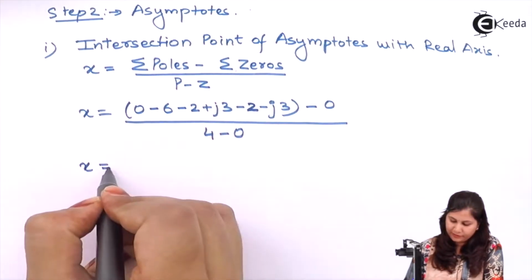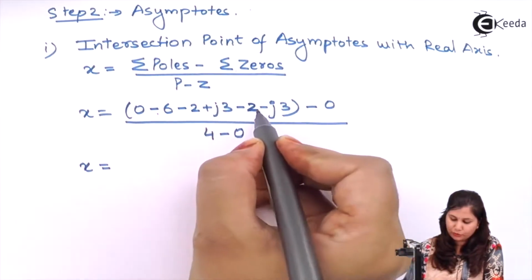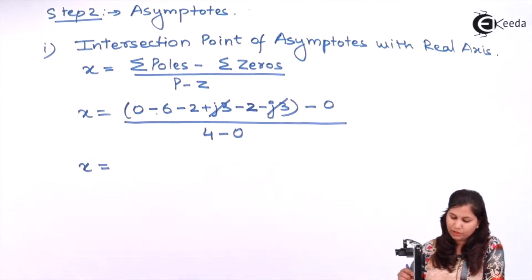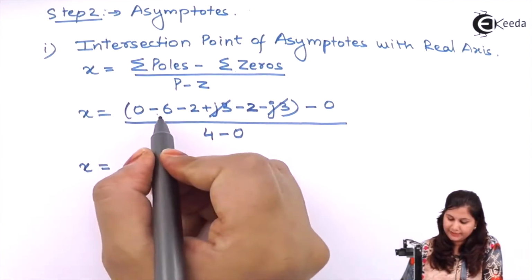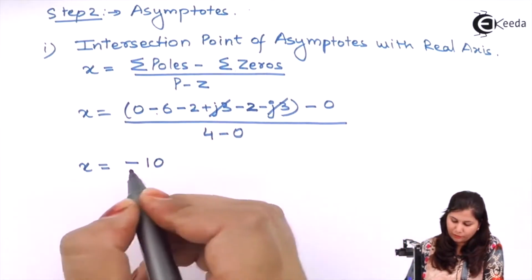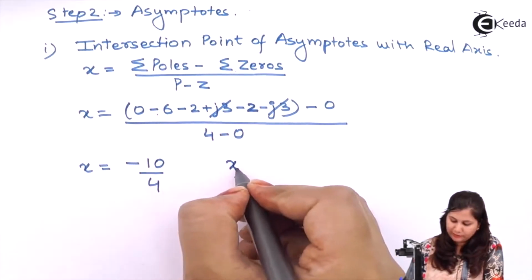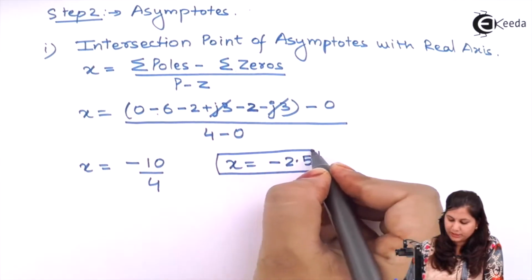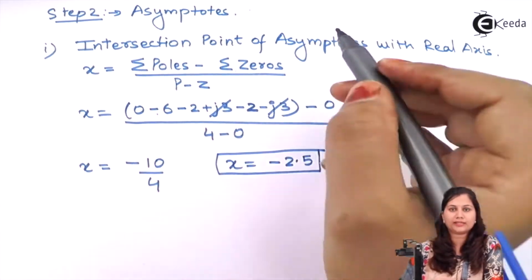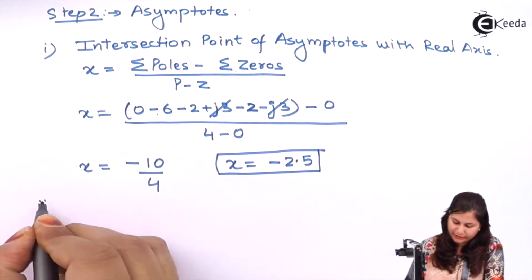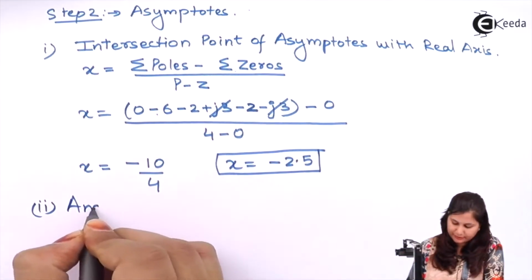Then we will have minus 6 minus 2 plus j3 minus j3, they will be cancelled out. So we will be having minus 6 minus 2 that is minus 10 upon 4. So x will be equals to minus 2.5. So this is the intersection point of asymptotes with the real axis. Now we will find out the angle of asymptotes.